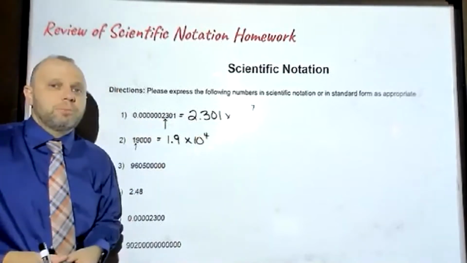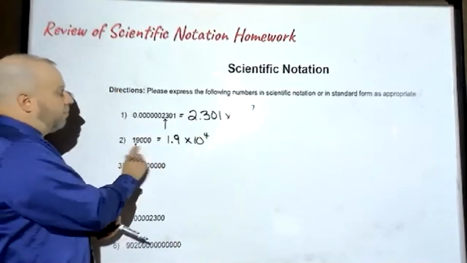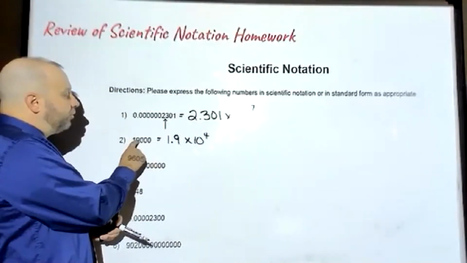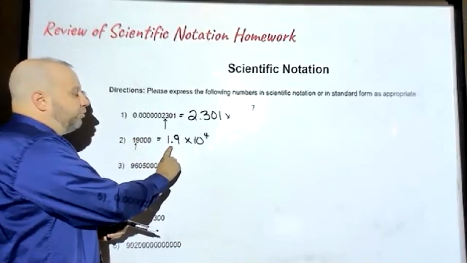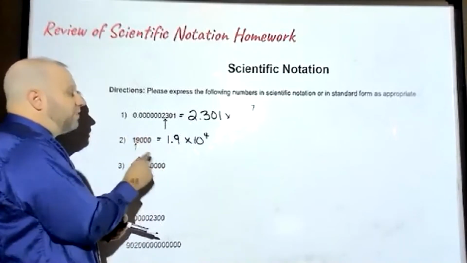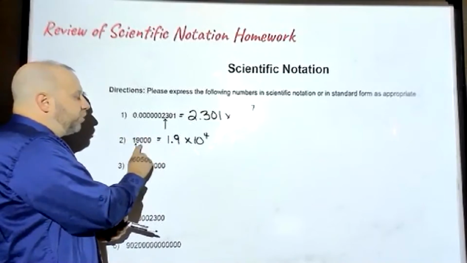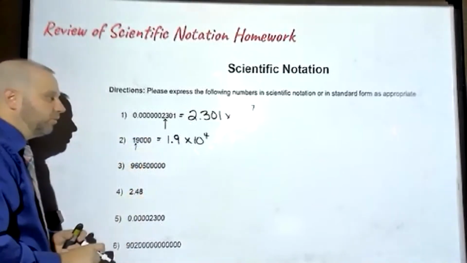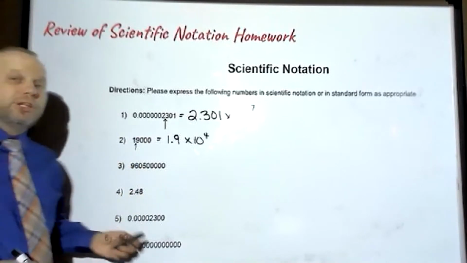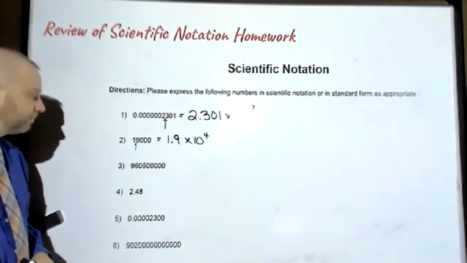The other thing that I want to point out is this. This is the number 19,000. It has just 2 significant figures. So our answer can have just 2 significant figures. This is not a case where we would keep these trailing zeros because we want to limit ourselves to just 2 significant figures.